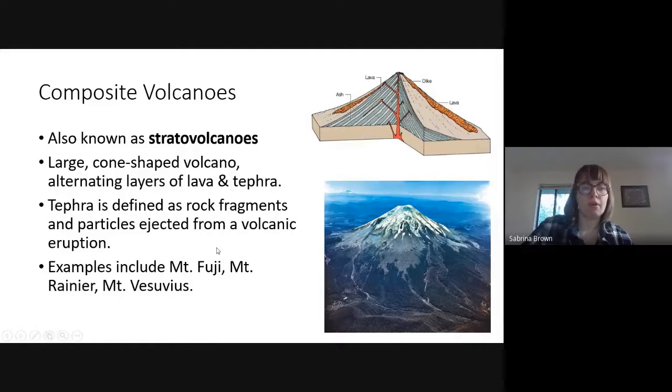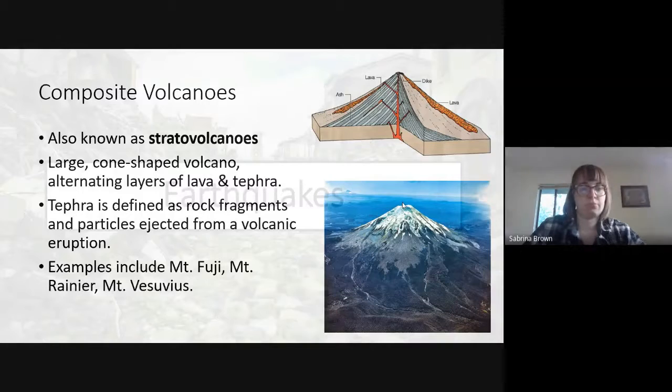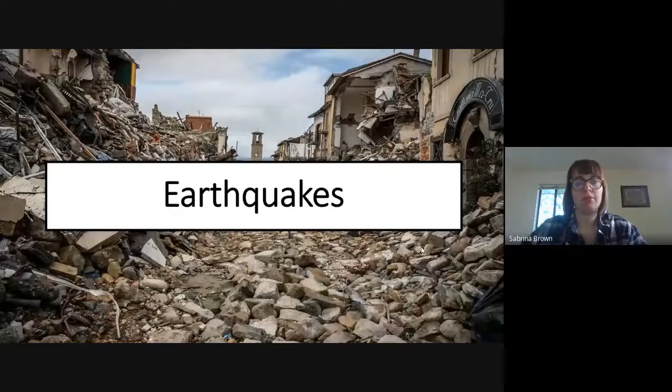And some examples are Mount Vesuvius, Fuji, Rainier, so sort of those big classic looming volcanoes that have these really explosive eruptions through time and then are dormant for a really long time, are composite volcanoes. Okay, so now let's talk about earthquakes.